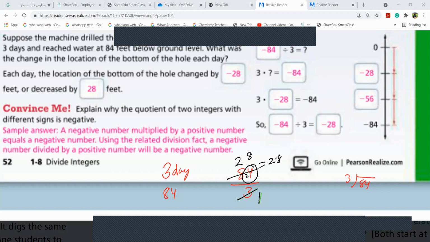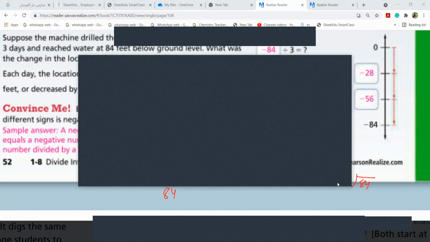Your answer is 28. Girls, it's okay if you don't do it this way. It's okay for me. This is just a trick. Again, I will show you on the white screen. 84. See, there are 2 ways to do this.